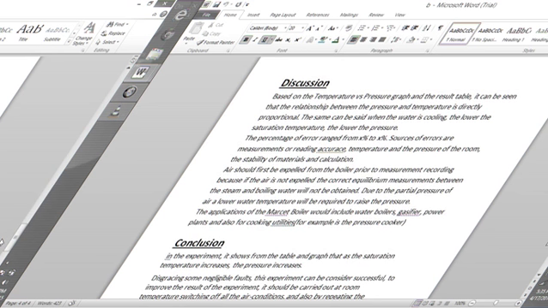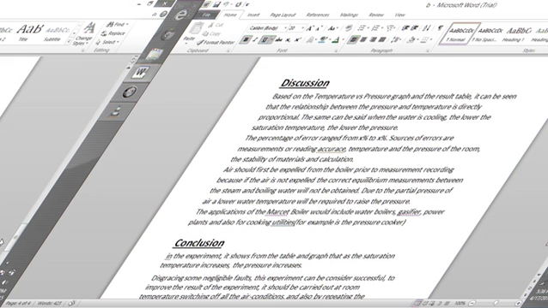Alright. Then on to our discussion. So what we discussed and found out is, based on the temperature versus pressure graph and the result table, it can be seen the relationship between the pressure and temperature is directly proportional. The same can be said when the water is cooling. The lower the saturation temperature, the lower the pressure. The percentage of error ranges from X% to X%.